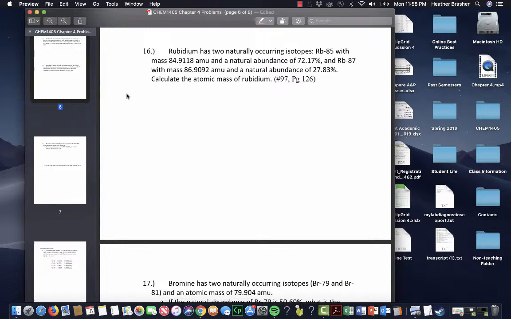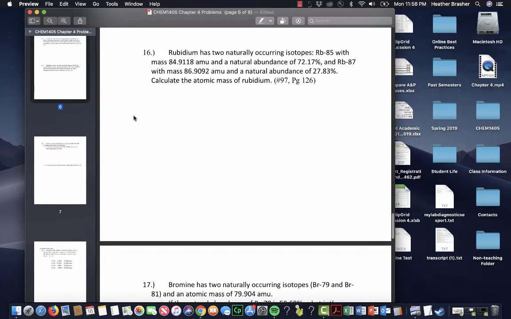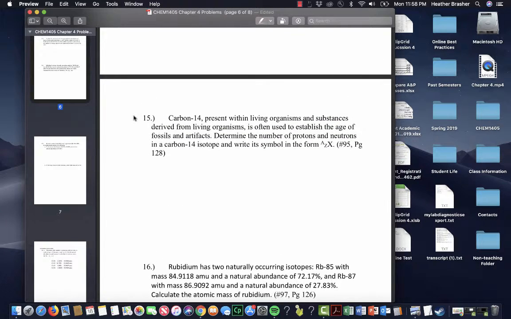So let's go ahead and do these last few problems that I have. Sorry about that. It is kind of late tonight too, so I'm trying to get this done.